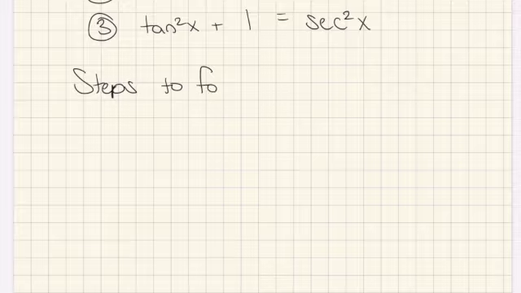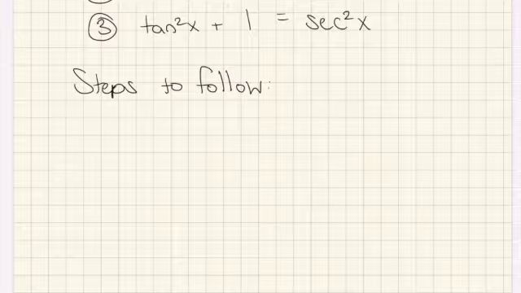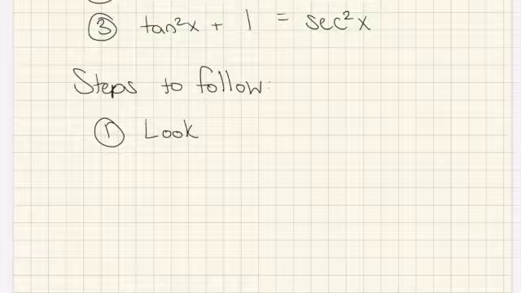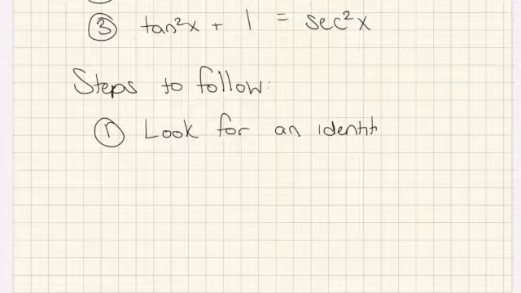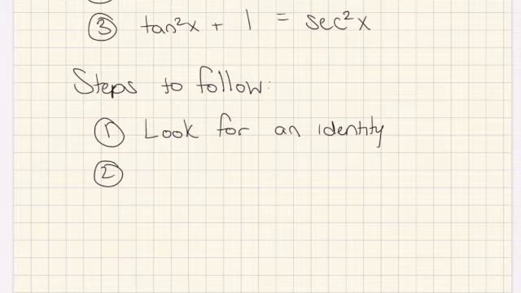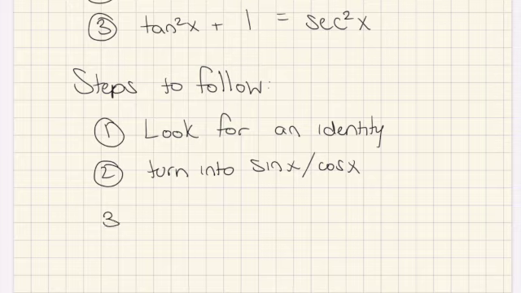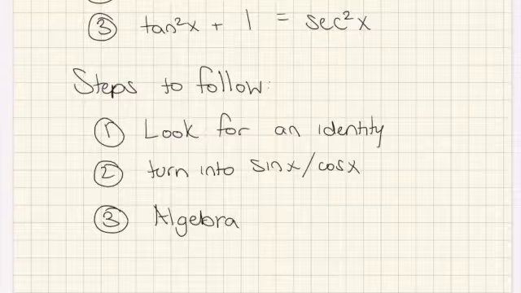Now, first off, I will give steps to follow when verifying identities. First off, look for an identity. Afterwards, turn everything into sine or cosine. Lastly, when all else fails, go on about solving the equation as usual.